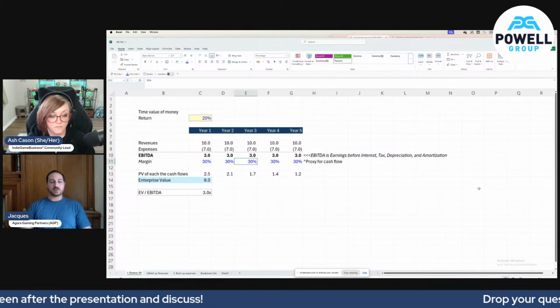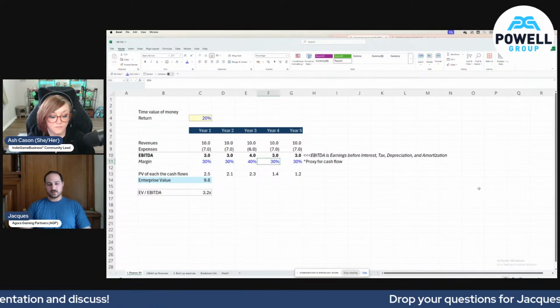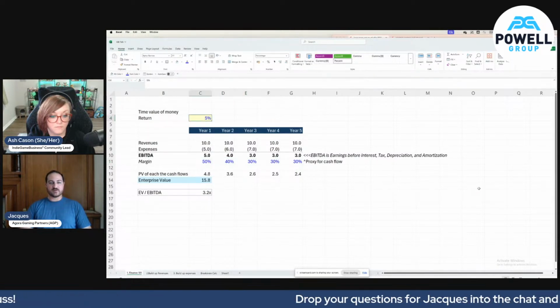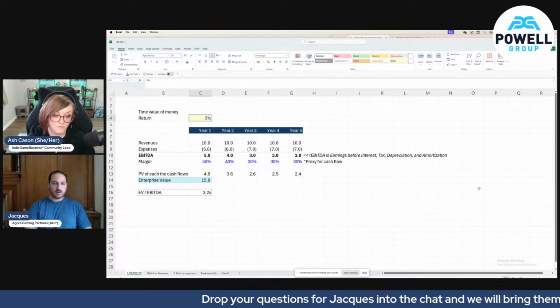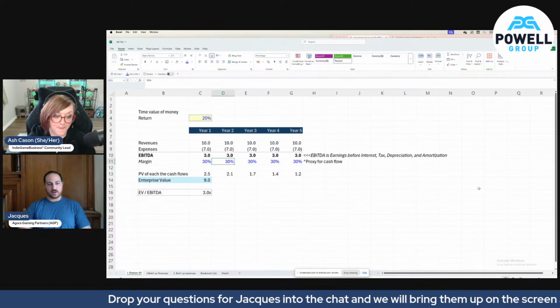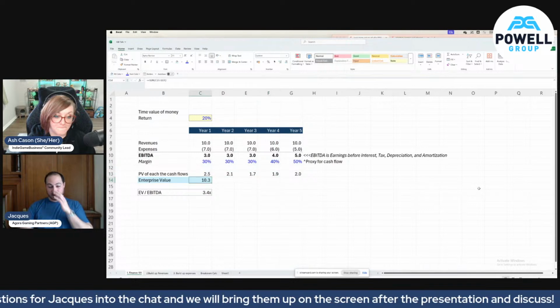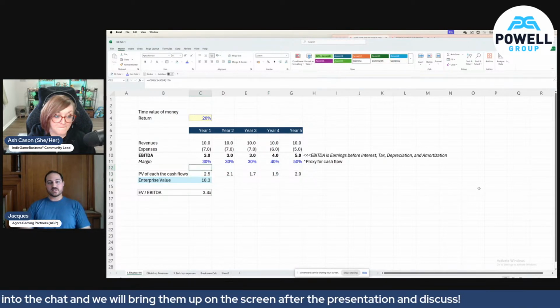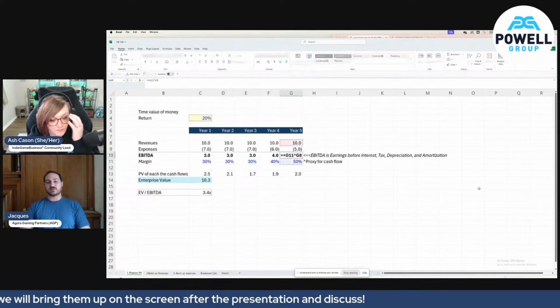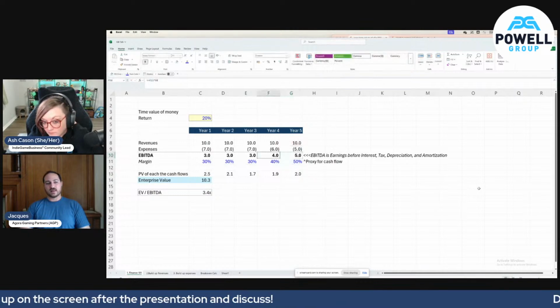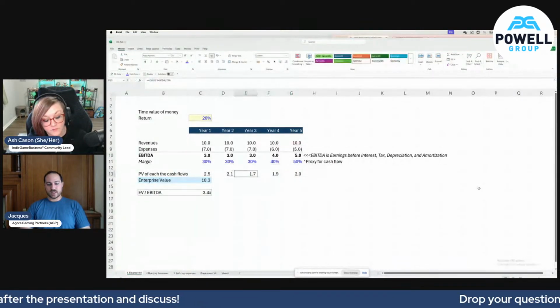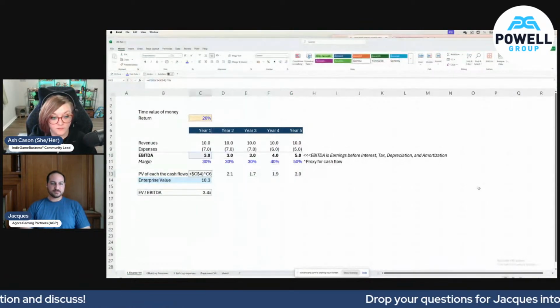Or what would happen if your margin went up in later years? So what we had here was 50, 40, 30, 30. What if we have 30, 30, 40, 50? You notice this number is not as high. The reason is that these cash flows happen later on in the year, and so they're discounted, and you get less impact for it.